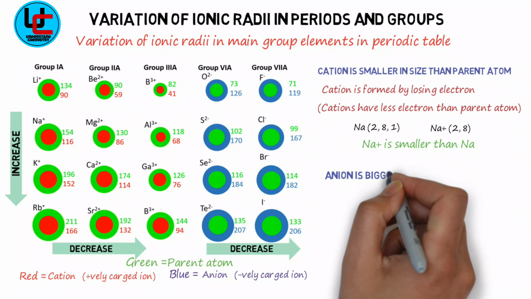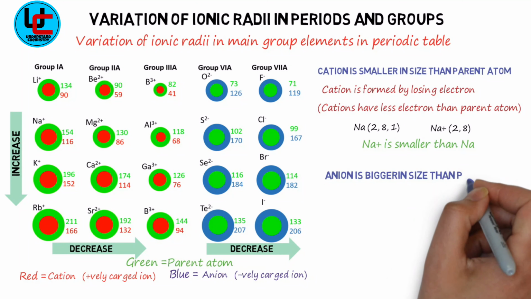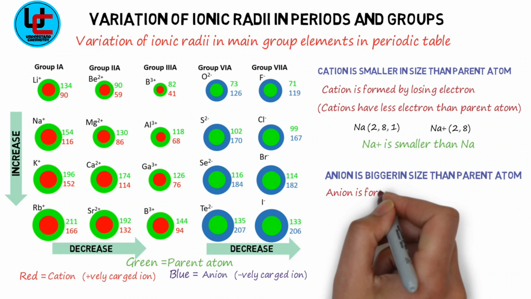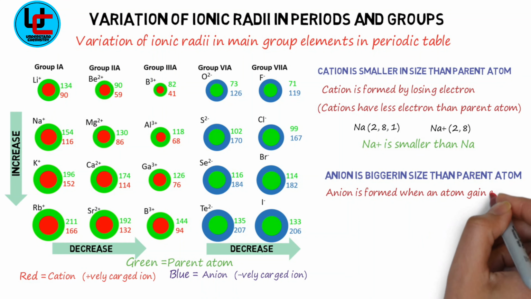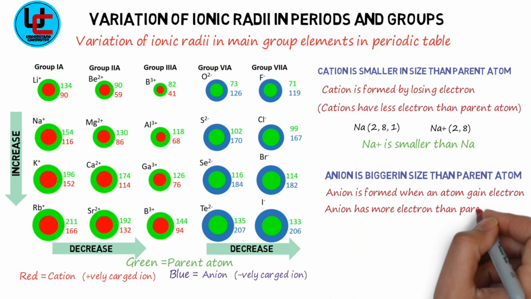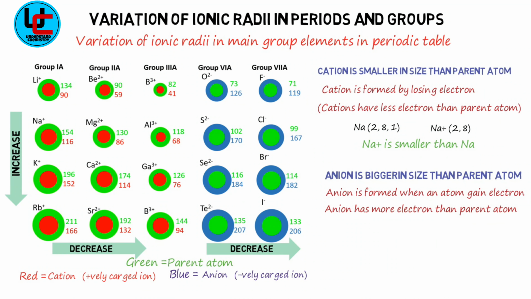On the contrary, anion is bigger in size than the parent atom, as anion is formed when an atom gains an electron. Therefore, the number of electrons is more than the number of protons or nuclear charge. As a result, the force of attraction of the nucleus on the electron cloud becomes less and the size of the anion expands.